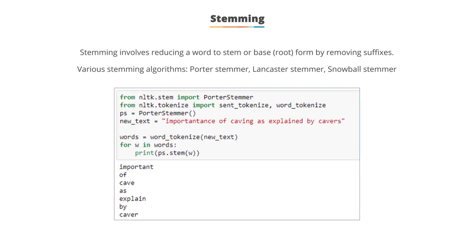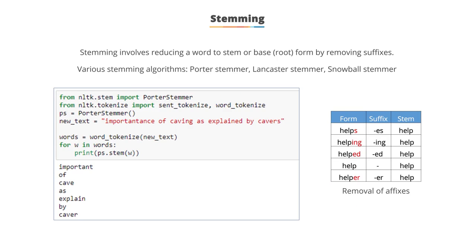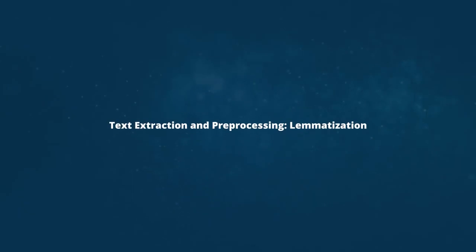Use any of the stemmers defined under the NLTK stem corpus in order to perform stemming, as shown in the example. Here we have used Porter stemmer. When you observe the output, you will see that all of the words given have been reduced to their root word or stem.